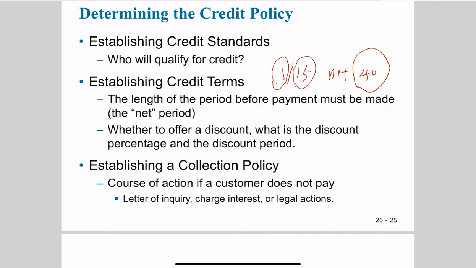The third step is to think about a collection policy if there is a delay in payment or there is a default. So there are obviously multiple policies. You could send a letter to your customer. You could charge interest payment on your customer. Or you could use legal actions.